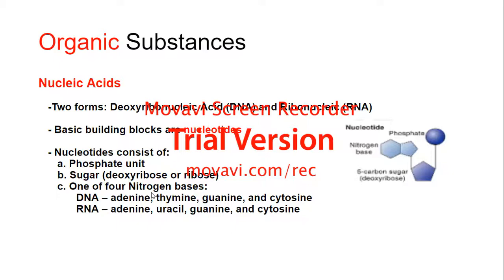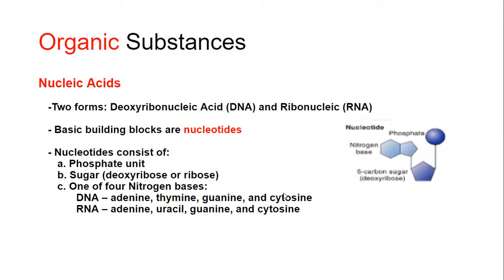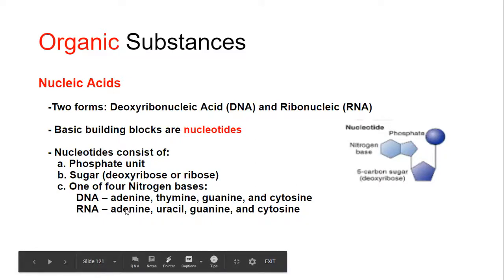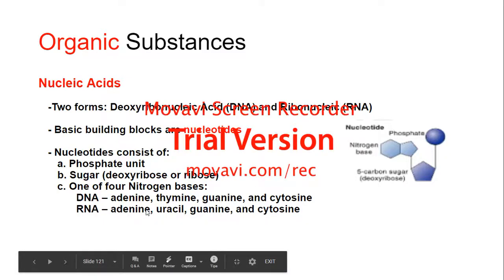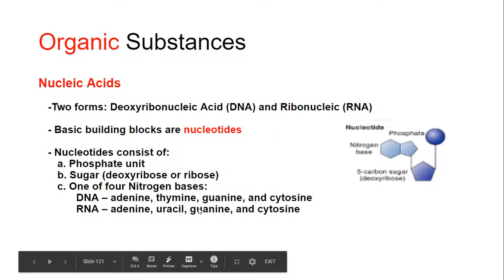And then nitrogen bases. There are 4 nitrogen bases. DNA has adenine, thymine, guanine, and cytosine, and RNA has one different nitrogen base. RNA has adenine, but RNA does not have thymine. It has uracil instead of thymine. RNA still has guanine and cytosine.